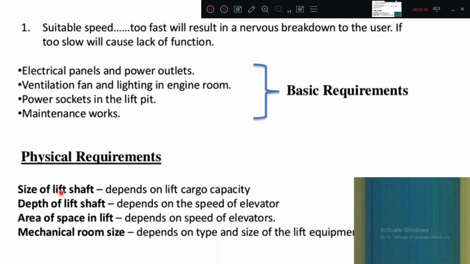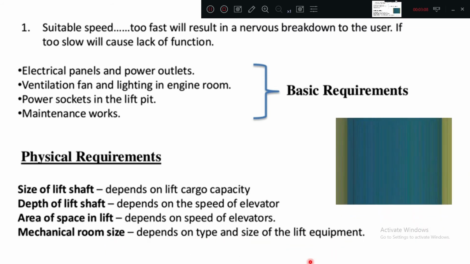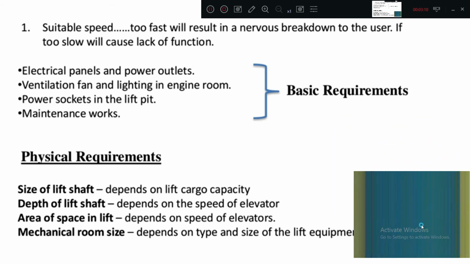Physical requirement: size of the lift shaft. The size of the lift shaft depends upon lift cargo capacity, how much it will transport. Depth of the lift shaft depends upon the speed. If you want more speed, then the depth should be more. Area of the space will depend upon elevator speed. Mechanical room size depends upon the size of the lift equipment.